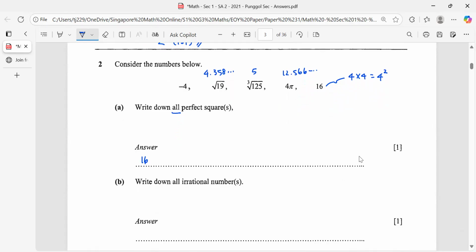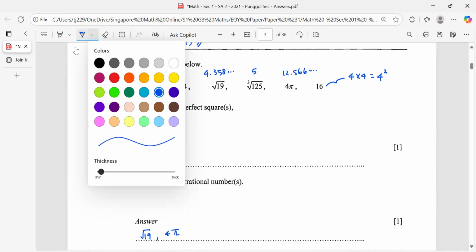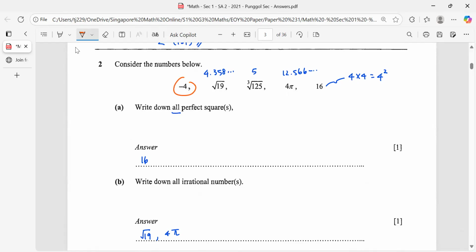Next, write down all irrational numbers. Irrational numbers are basically numbers that cannot be expressed as a fraction. So we have root 19 as well as 4 pi. The other numbers can be expressed as a fraction. So allow me to share with you. Negative 4 can be expressed as negative 4 out of 1. Cube root of 125 basically gives us 5, which is written as 5 out of 1. And 16 can be written as 16 out of 1. Okay.